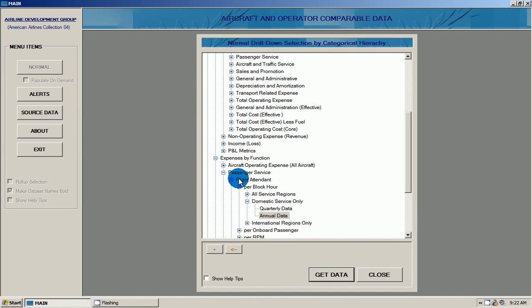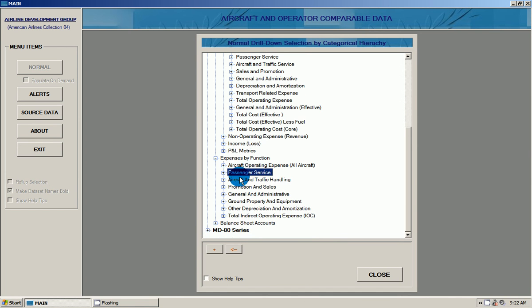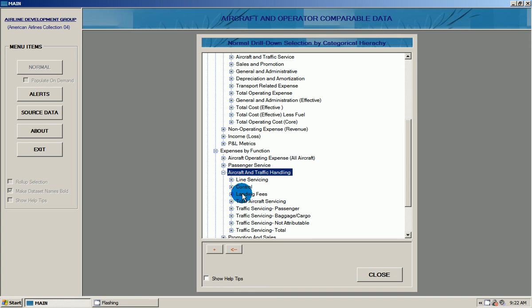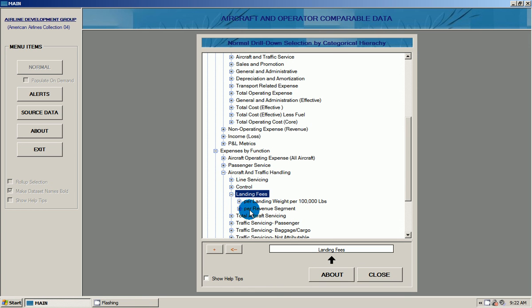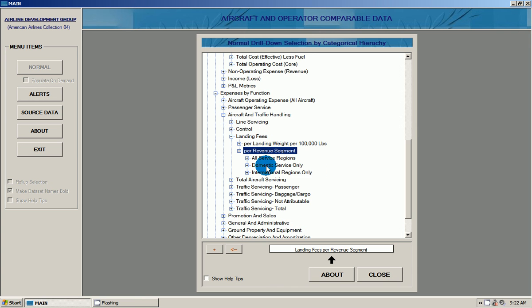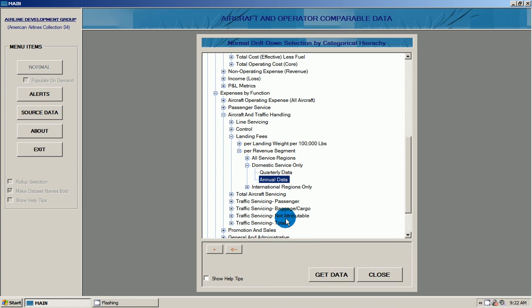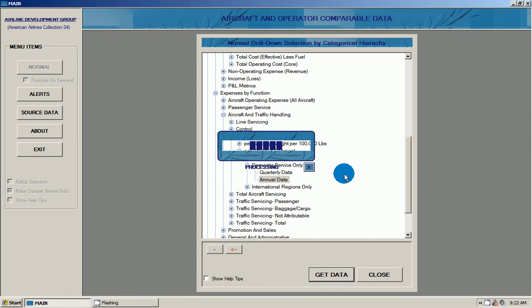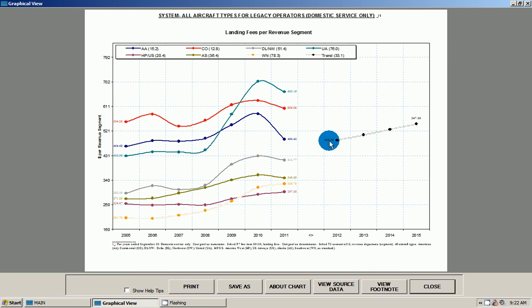We can also break out station operations, and let's look at, for instance, landing fees. Let's do it for a revenue segment. And we'll look domestic, annual. We'll get this data. Here's American at nearly about $500 per landing.